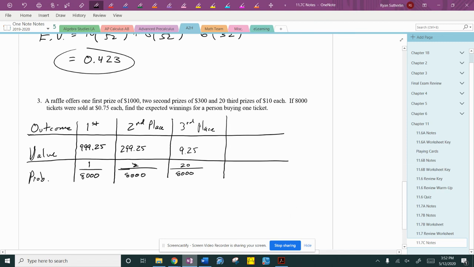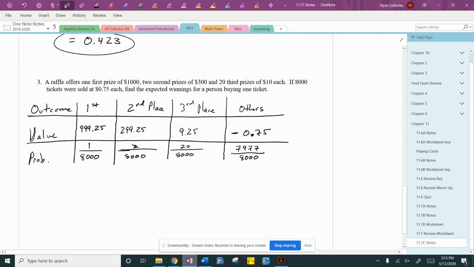And then everyone else, all others, you've paid the 75 cents and you've lost. So you're negative 0.75, and there are 23 people that win, which means there's 7,977 people out of 8,000 that are tickets that lose.